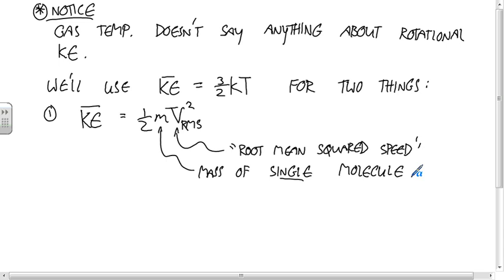Okay, so what we can do with this is if we know the mass of an individual molecule and we know the temperature of the gas, we can use the temperature to get the translational kinetic energy of the average molecule, and then use that to get the root mean squared speed. Yep. Yeah. RMS.